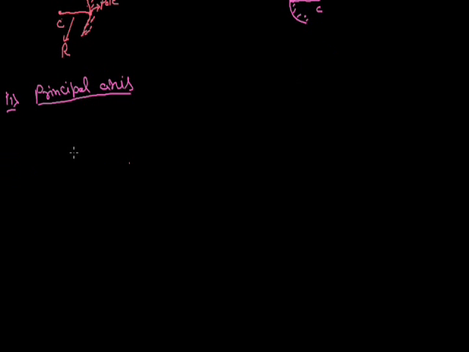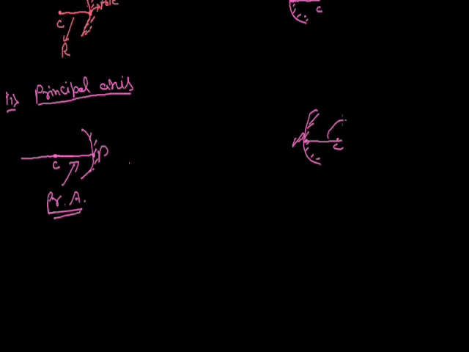What is the principal axis? Let us suppose this is the sphere, this is the concave mirror, and if we join the center of curvature to the pole, then this line, extending throughout to infinity, that is, the line which passes through the center of curvature and pole, is known as the principal axis. And in the case of this coated version, this is the pole and this is the center of curvature. If we join this line, then this is known as the principal axis.